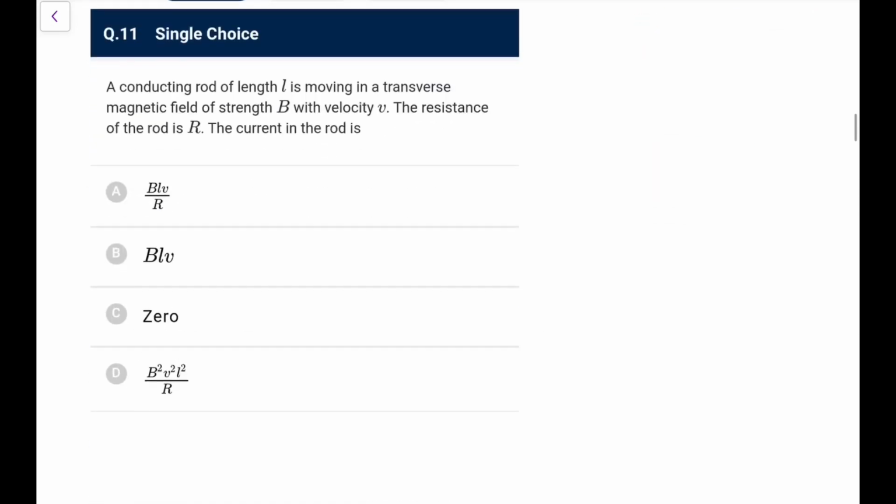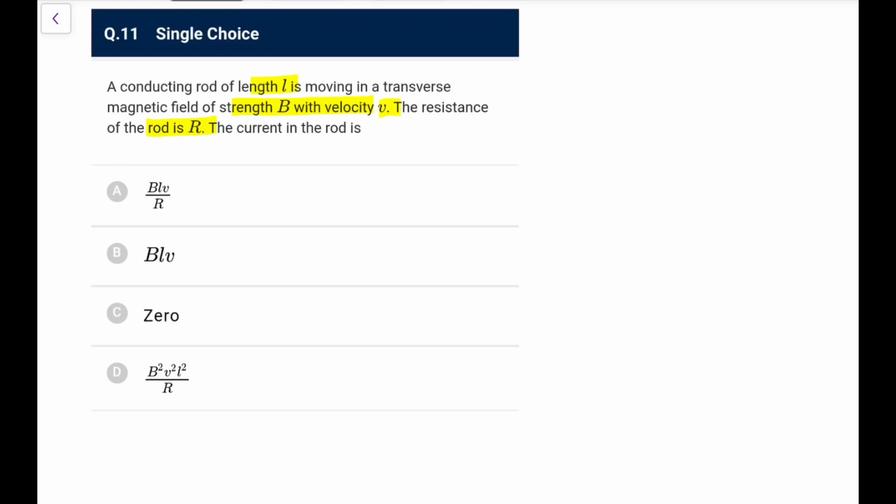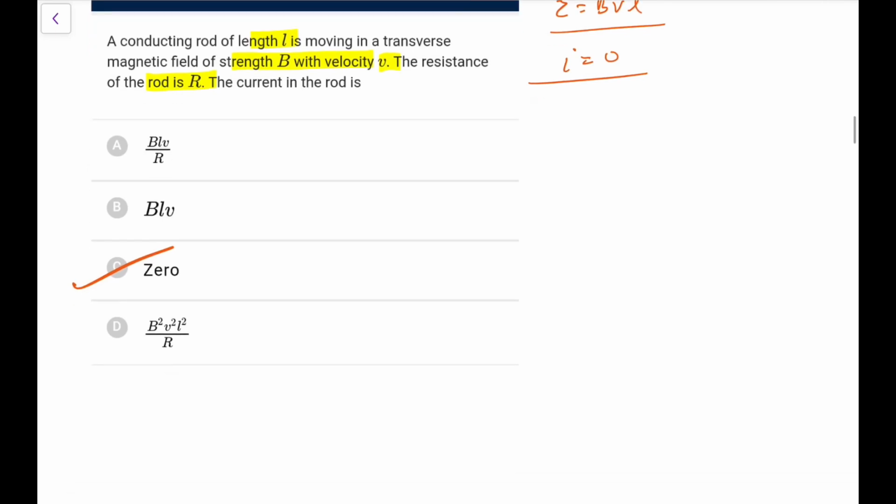Next one. A conducting rod of length L is moving in a transverse field B with velocity V. The resistance of the rod is R, the current in the rod would be? So here EMF would be induced, BVL, but because the loop is not completed, it's simply a rod, there would be no current because the loop is not completed here. So current will be 0, EMF induced is BVL. Next.